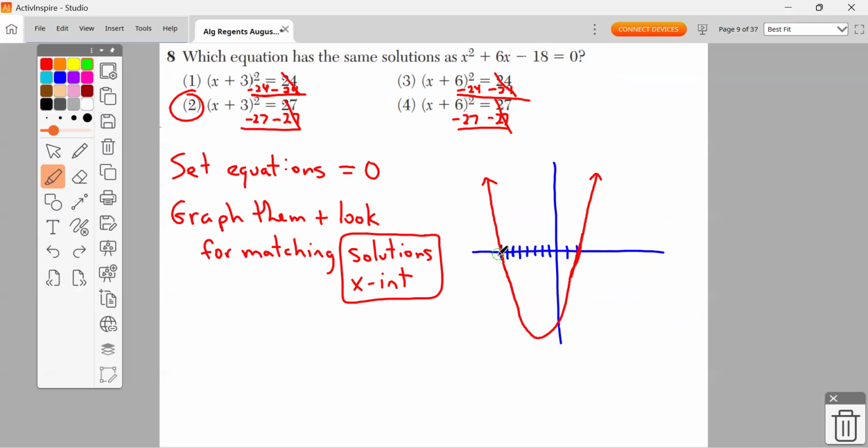When you graph that original equation, I can see that my x-intercepts or roots or solutions or zeros are at -8 and +2. If I graph this second one, I'm going to get the same exact x-intercepts or roots or solutions. So it's choice number 2. Remember, in order to graph it, we need to get it set equal to 0. That's what all this work is. I'm getting it set equal to 0 on both sides in order to graph it.